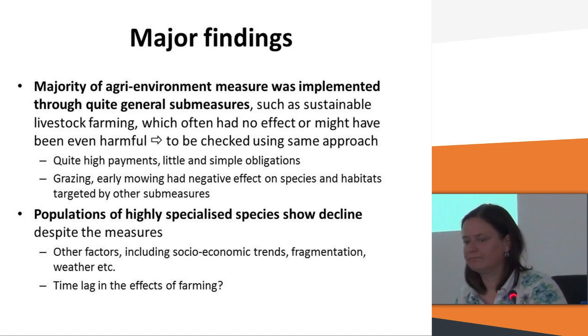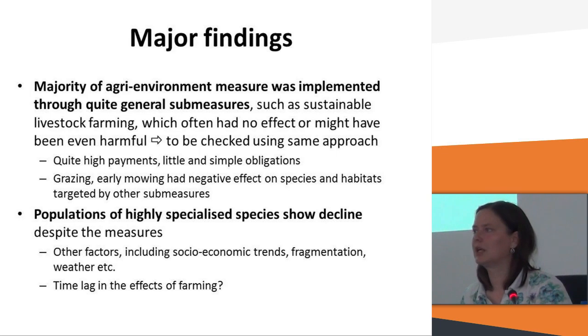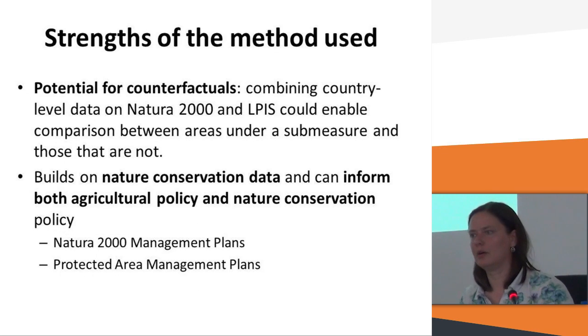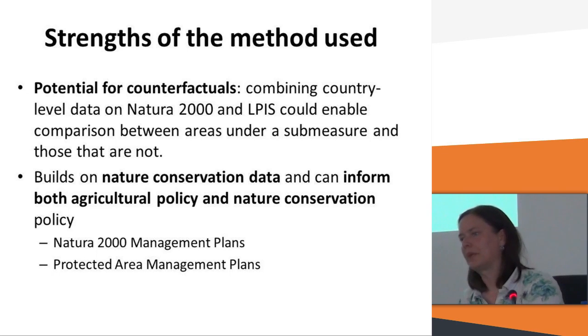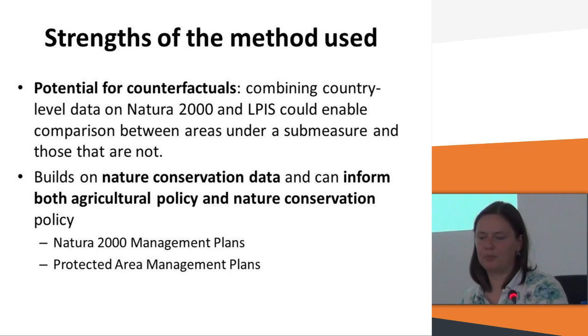And actually populations of highly specialized species show decline despite all these measures. For example, corncrake, it's declining, despite all the awareness raising measures and implementing of agri-environment measures and so on. So now to the strengths of the method used.